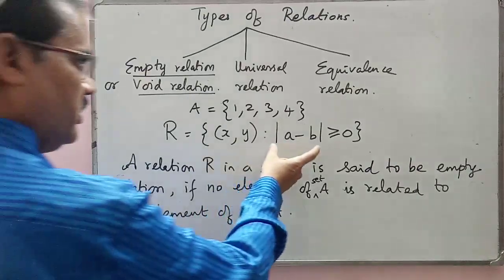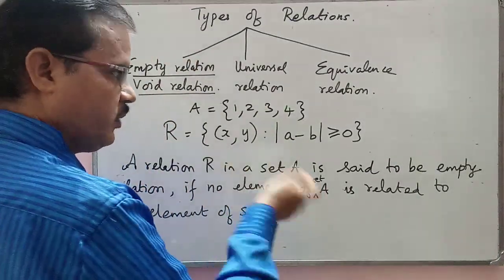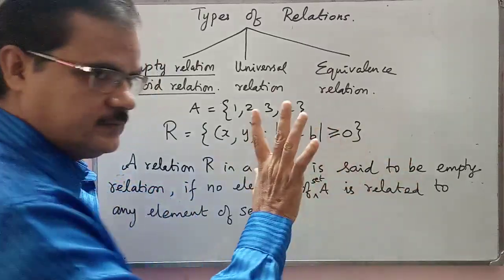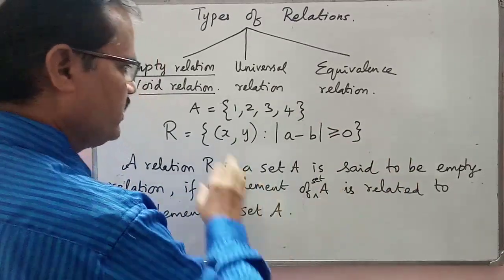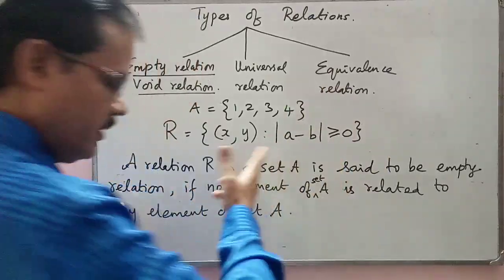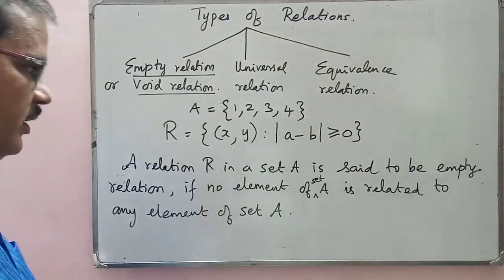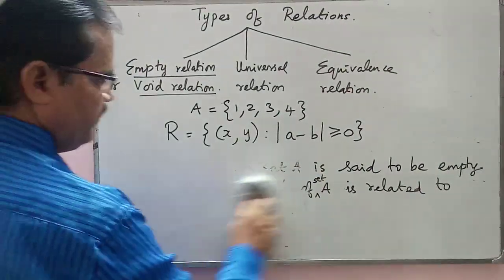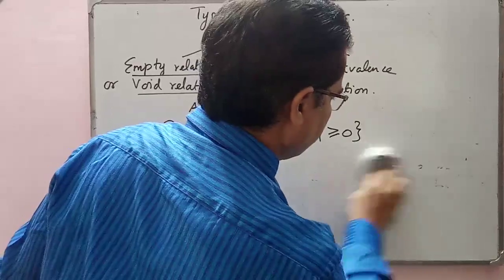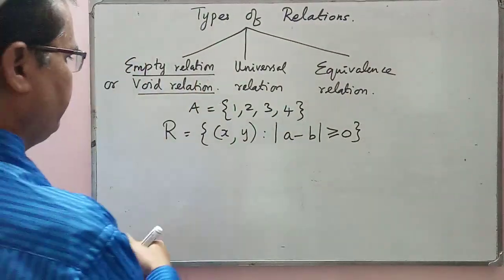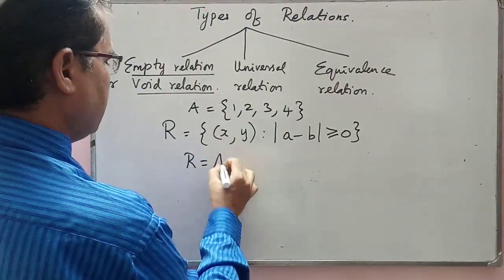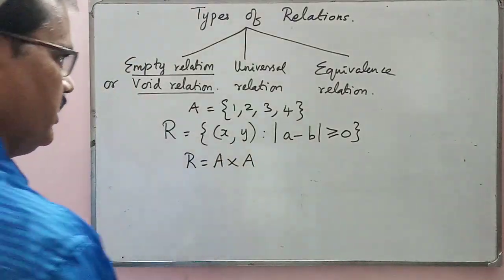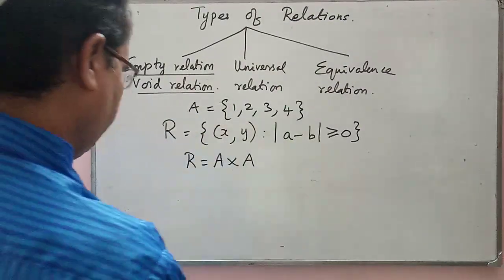We all know the modulus function will convert a negative value to a positive value. Always the output of this function would be non-negative. So this is always true. So here the relation R will be A cross A, that is your Cartesian product. Such a relation is called a universal relation. In this case, R is equal to A cross A, your Cartesian product, where the set A is crossed with A itself.